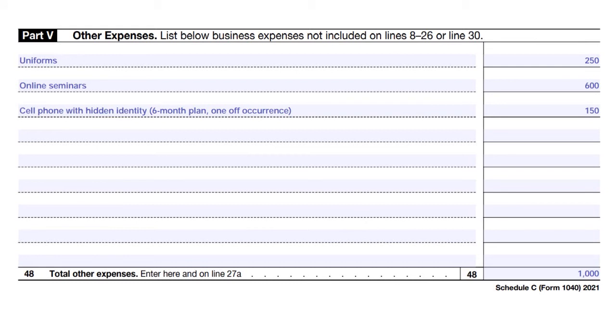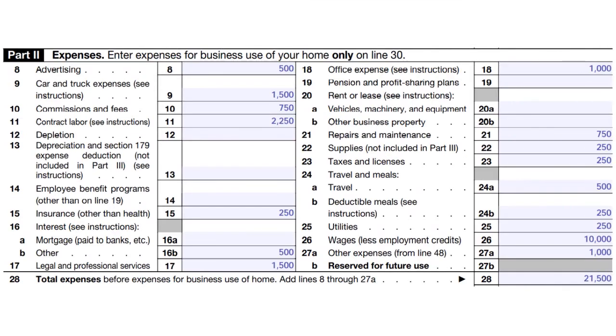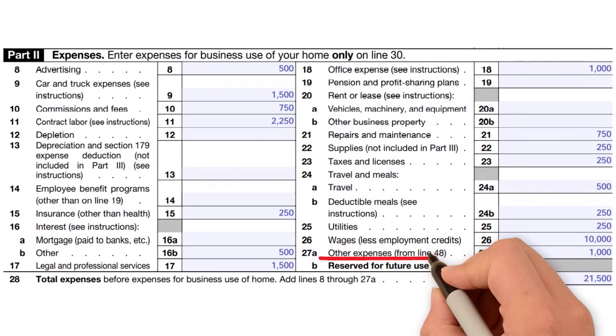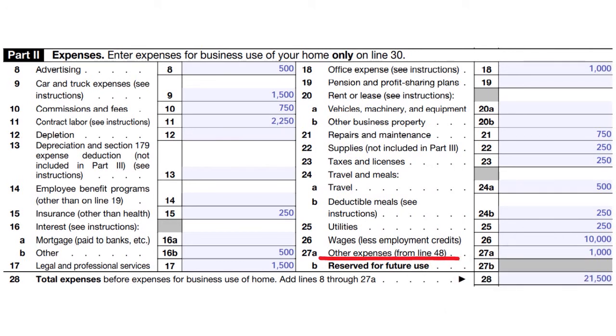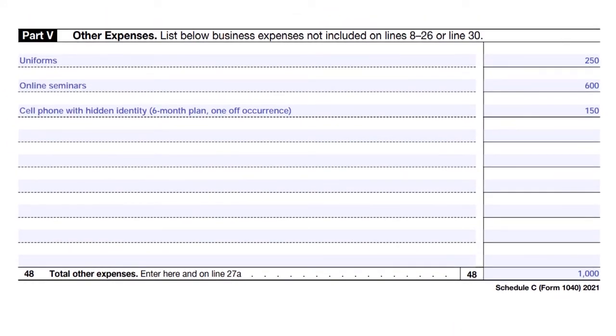And this is important because now, how do you reconcile this line 48, other expenses, the $1,000? I want you to go back with me. Please go back, I want you to look on the screen right now. Do you see where it says part 2 expenses? On the screen right now, part 2 expenses, line 27A. That's the $1,000 that I want to talk to you now about. So let's go back to part 5, other expenses. This is how we got the $1,000. Are you following me? Okay.